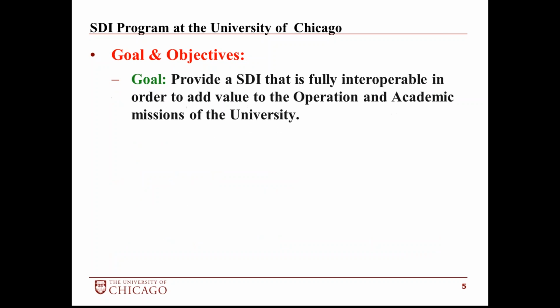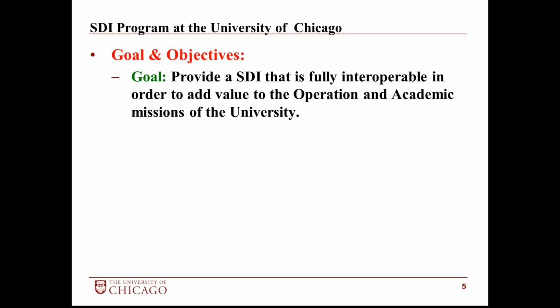So with that, let's go into the goals and objectives. So the goals, again, it's lofty. We want to have a fully interoperable system to add value both in operations of the university and the academic mission of the university. So that's important, again, because we work for a university. We have faculty collaborating with folks that may want to use this data at some point in time. So that's a big factor in the overall design. And they collaborate with people all over the world. So being interoperable is a pretty rigorous requirement.